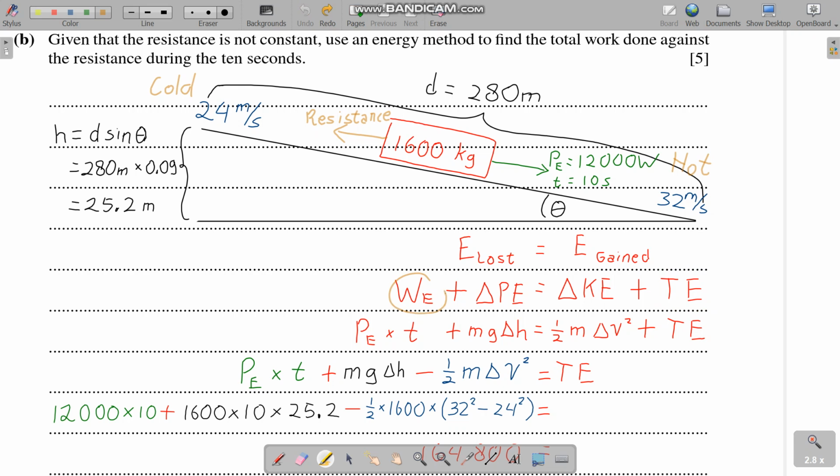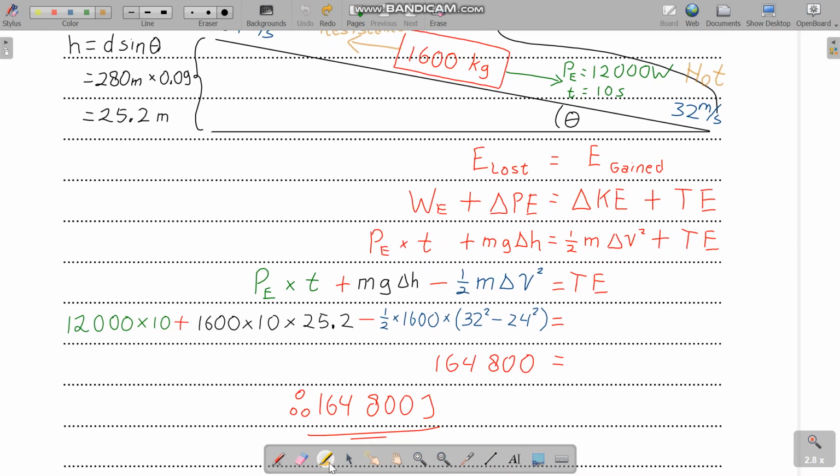So for the work done by the engine, we know the power and the time, so this is the formula we use. For potential energy, mgh, and 1/2 mv squared, so we subtract 1/2 mv squared from both sides, and then we plug in the numbers. This is the power, time, the mgh, and 1/2 m delta v squared. Remember, this term should be positive, so 32 minus 24, not the other way around. Square first and then subtract, not the other way around. And use a calculator, we get the final answer.